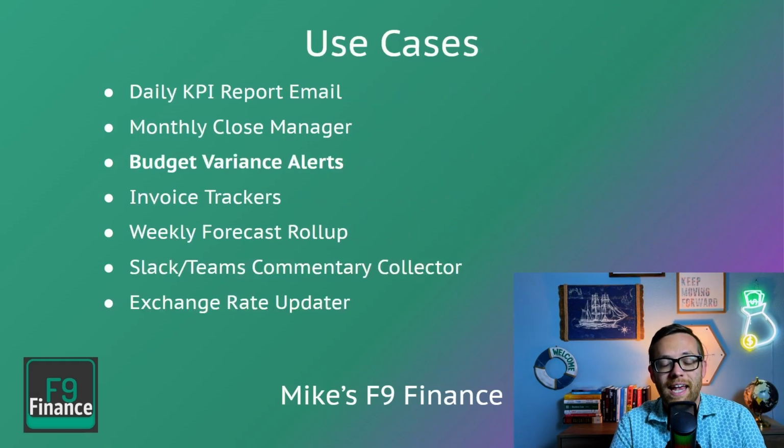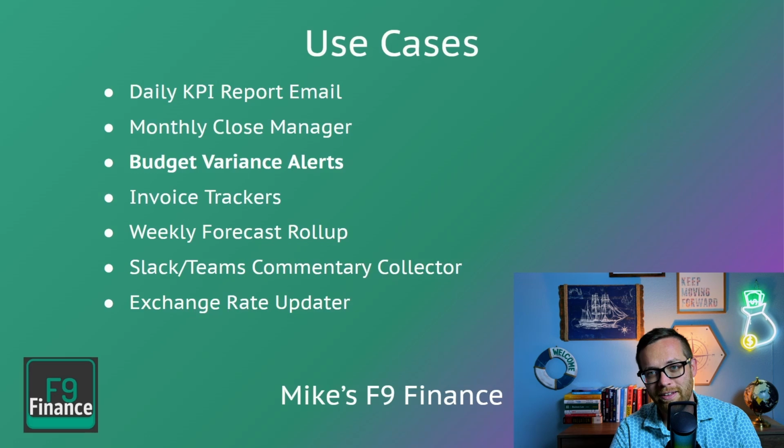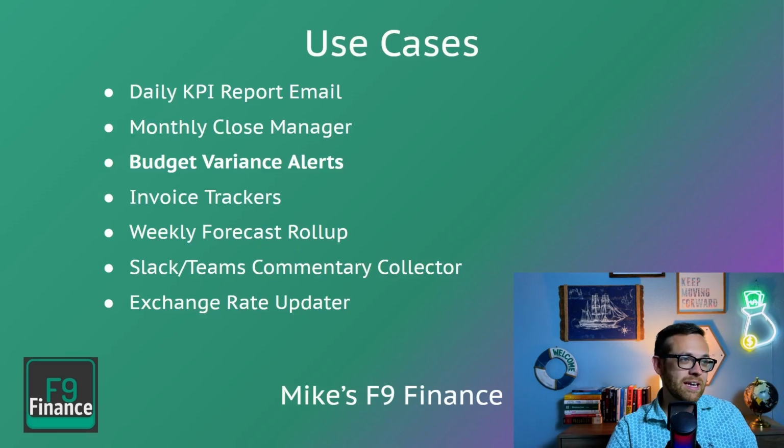So there are some use cases here that I want to really highlight for you. Think about things like a daily KPI report email. It can go get the KPI information from your source system. It can evaluate it. It can feed it through an AI tool, write commentary, and then send an email about it. You can have a monthly close manager that will let you know dynamically if you're ahead, if you're behind, what tasks you need to do. You can create budget variance alerts.